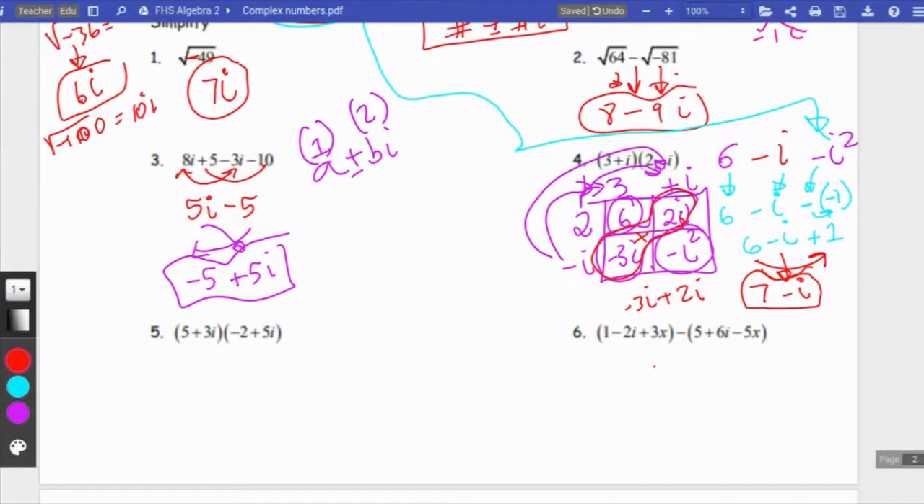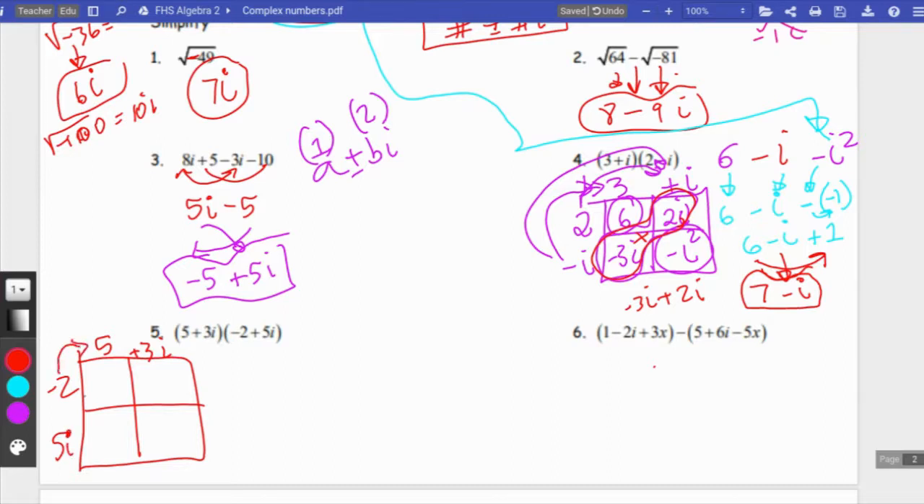All right, so here we are with number 5. I start with the box. I will make my box. I have 5, positive 3i here. And then I have negative 2 and 5i. All right, cool.